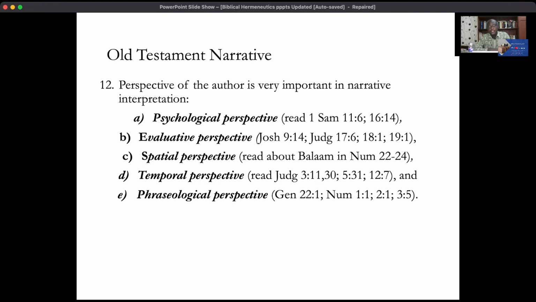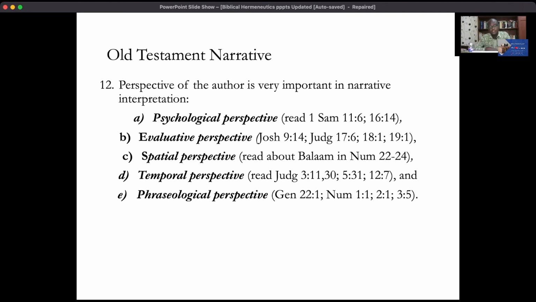Read, for example, Judges chapter 17, verse 6. The narrator says that the people did what they wanted to do because there was no king in Israel. It tells you what the author believed to be the right thing to do, because he was able to judge the character of the characters in the story. Spatial perspective: the author could tell where an event happened, even though he was not there, because he had a broad perspective of where certain things happened. And also time perspective: when certain things happened, even though he never lived in that time, he could say that this king lived for 100 years, 200 years, or whatever years. By giving that perspective, it tells you that the author had a broader perspective when it comes to time.